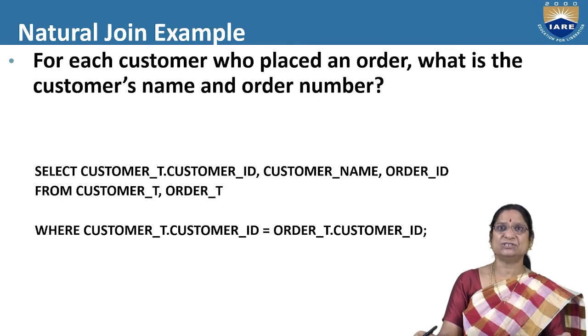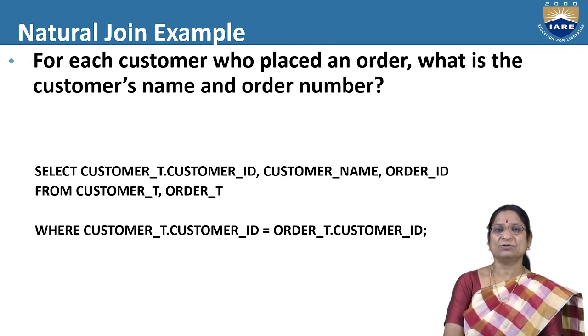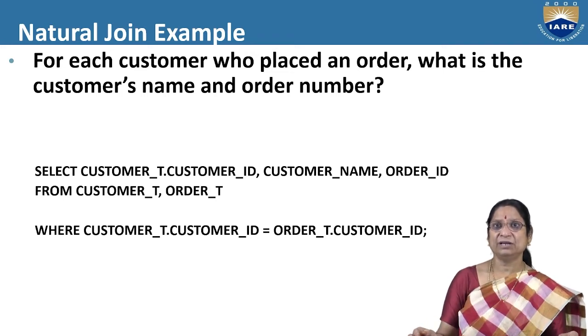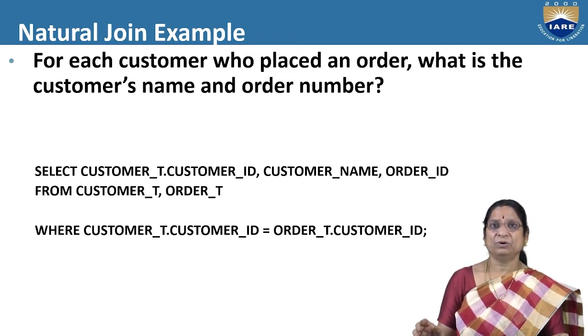So what is natural join? For each customer who placed an order, what is the customer's name and order number? The condition need not be equality. The condition may be any other thing. It need not be a common ID also. Then we can say that we are not going to retrieve only the join data, only the attributes which are used in the join condition, other attributes are also used.